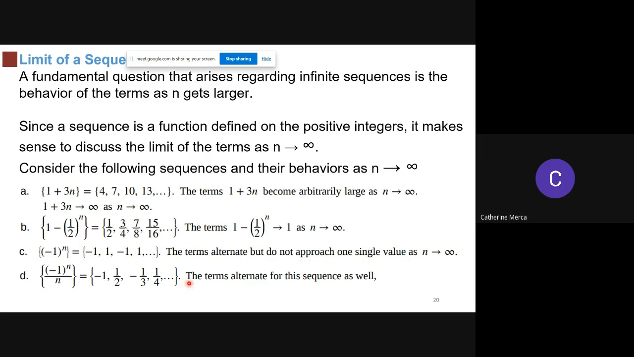How about this? It also alternates. Negative 1 to the n over n. Although it alternates, notice that when the value of n gets bigger, what will happen? The denominator becomes large. When the denominator gets larger, what will happen? It will tend to zero. Yes, when the denominator reaches infinity, it becomes zero. The terms alternate for this sequence as well.